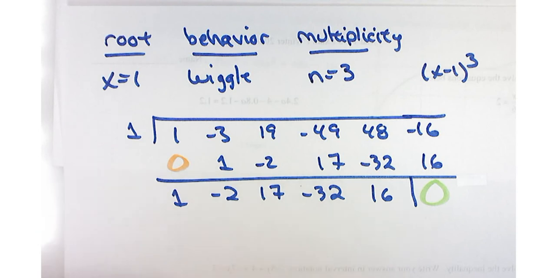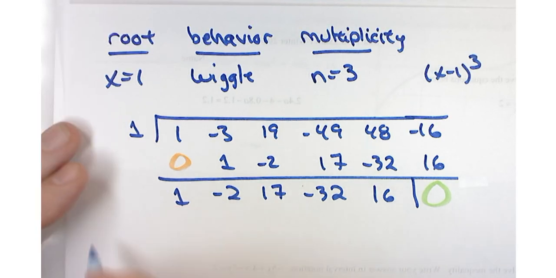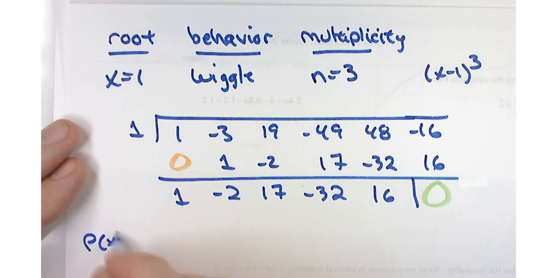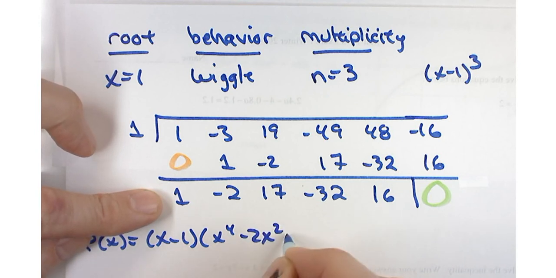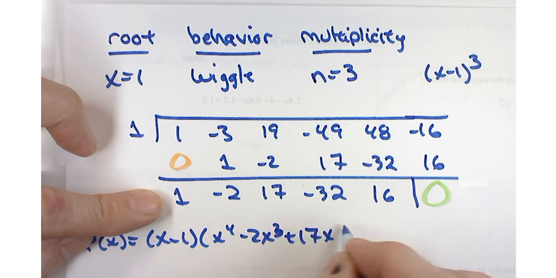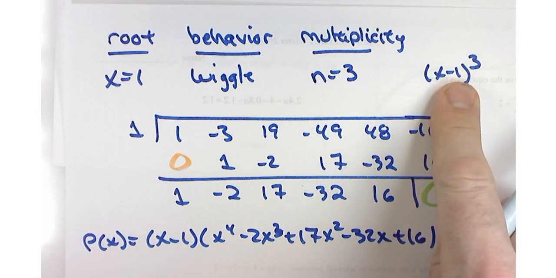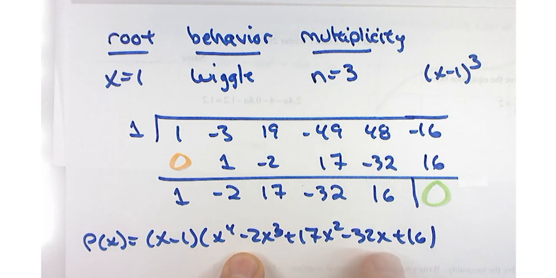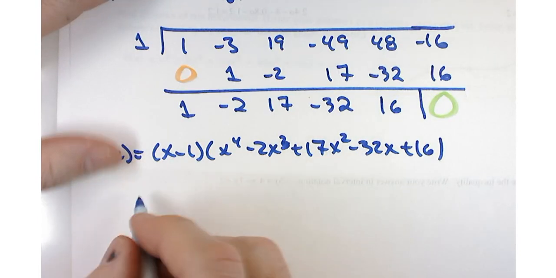So we're going to keep going. Basically, I figured out that my polynomial can be written as x minus 1 times x to the 4th minus 2x cubed plus 17x squared minus 32x plus 16. X equals 1 has to be a factor of this polynomial. So I'm going to use the reduced polynomial and repeat this operation.